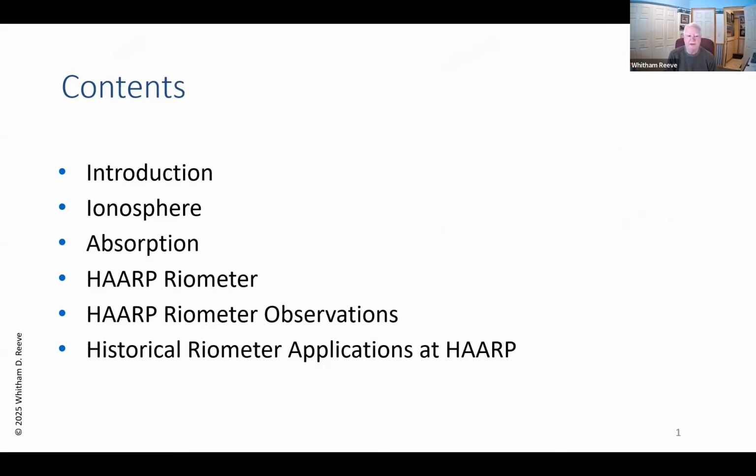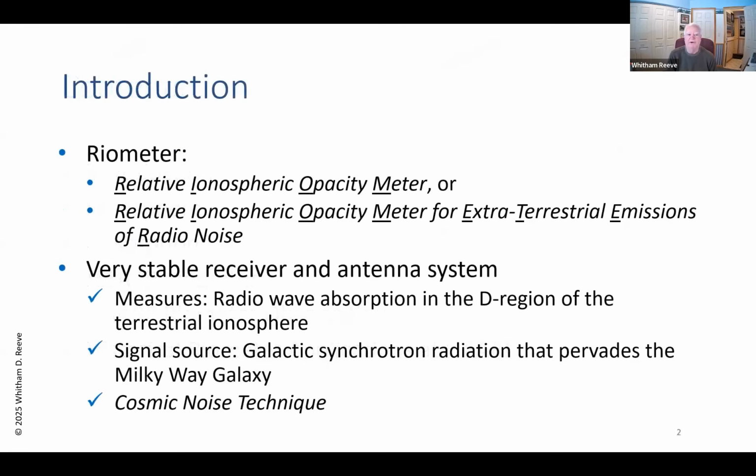It's so new that I don't have a lot of observations, but I'll show you what I have. And if we have time, I'll also do a couple of slides on historical applications of the riometer. So a riometer is an acronym for Relative Ionospheric Opacity Meter. Now, not to be outdone, someone had to extend that out to call it a relative ionospheric opacity meter for extraterrestrial emissions of radio noise. I don't know who comes up with this stuff, but that's what it is.